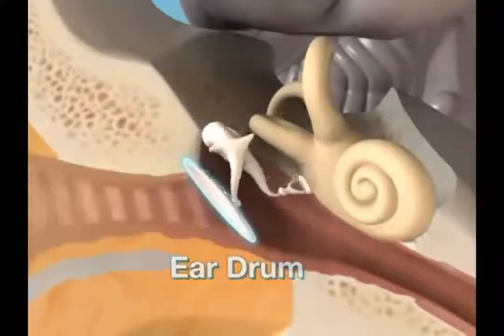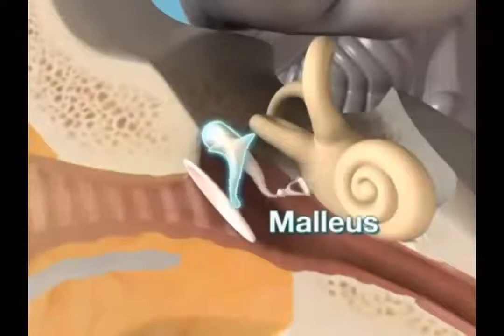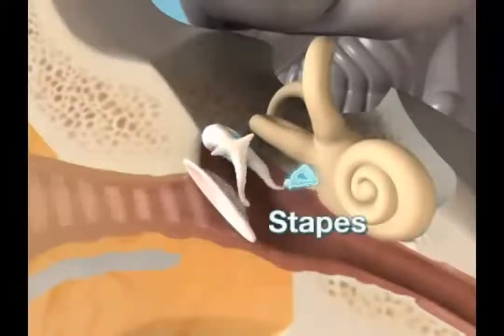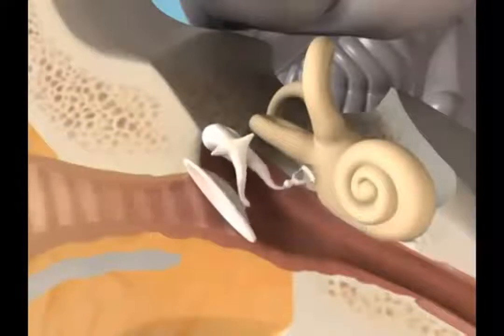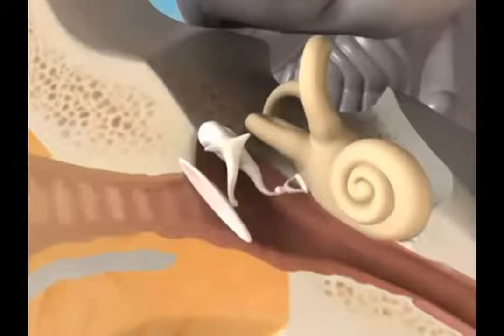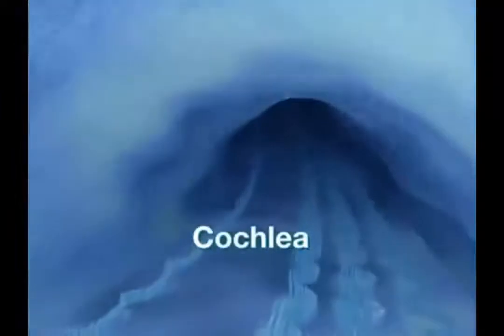The sound then passes through the three bones in the middle ear cavity, which are the Malleus, Incus, and Stapes. These are the smallest bones in the human body. You may remember them in school as the hammer, anvil, and stirrup. Now the sound goes through yet another window and enters the cochlea.